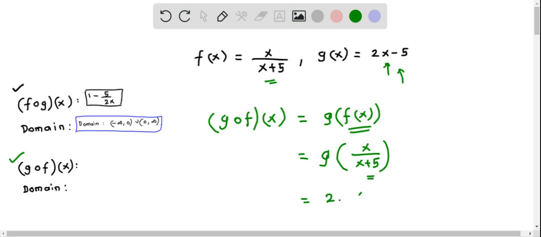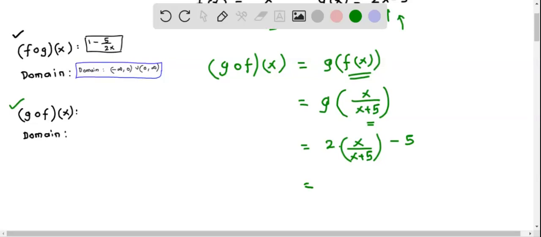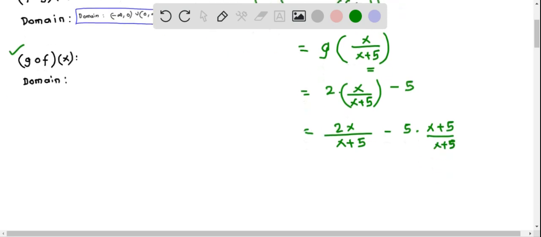So therefore this becomes 2 times x over x plus 5 minus 5. And we can simplify this. So this equals 2 times x is 2x over x plus 5 minus 5. And to make a common denominator, I'm going to multiply and divide this by x plus 5. So in the next step, I can rewrite this as 2x over x plus 5, and we have to multiply this 5 with this expression, that is x plus 5. So therefore this becomes 5x plus 25 over x plus 5.